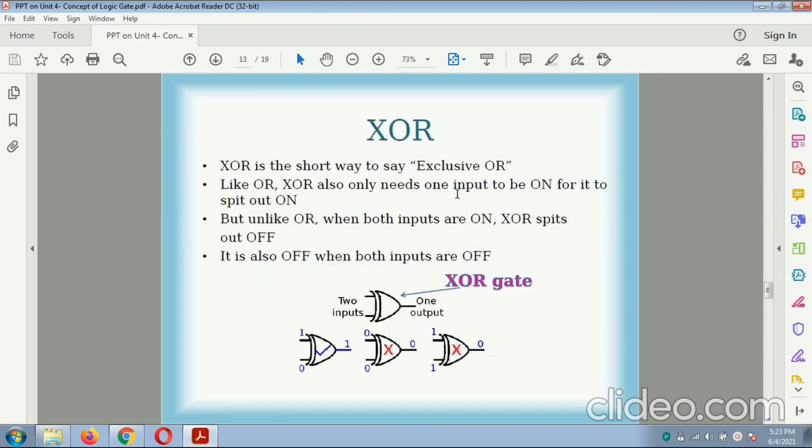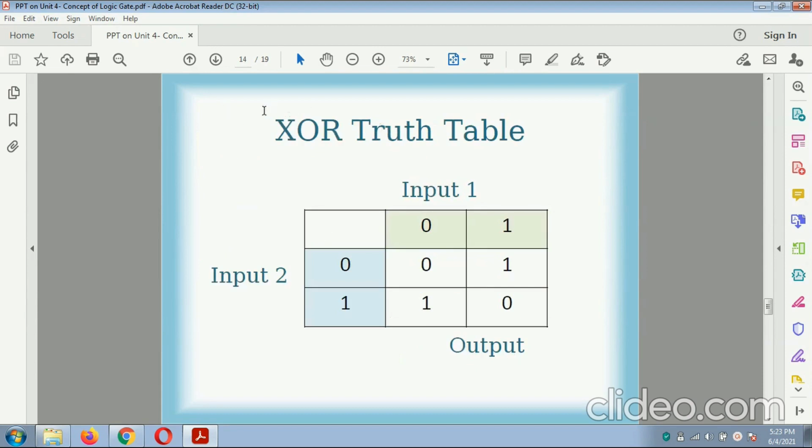XOR gate. It stands for exclusive OR. This is also a two input and one output system. It has 1 and 0, that is 1, 0 and 0, that is 0, 1 and 1, that is 0. So the truth table for the XOR system is: 0 and 0 is 0, 1 and 0 is 1, 0 and 1 is 1, and 1 and 1 is 0.